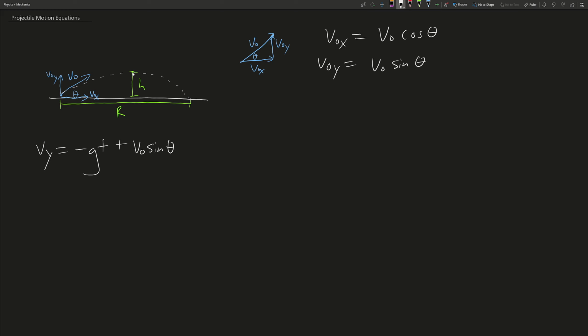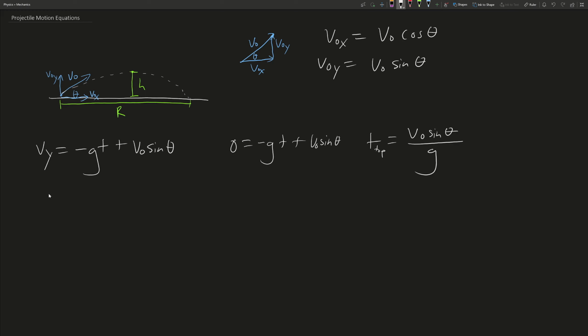At the top of a projectile's trajectory, the y velocity is going to be equal to 0 because it switches from going upwards to going downwards, which means that when the y velocity is 0, so 0 equals negative gt plus v0 sine theta, the time it takes to get to the top of its trajectory is equal to v0 sine theta over g. So this is the time it takes to get to the top of its trajectory.